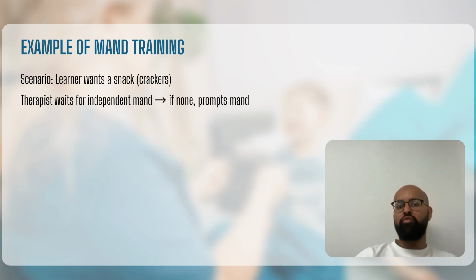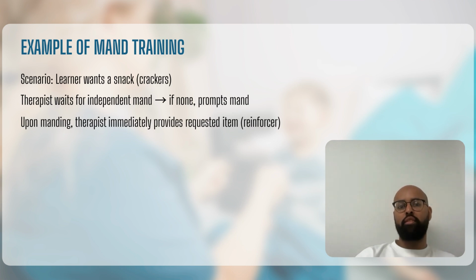Example of mand training. An example of mand training would be if a learner were sitting at the table and wanting to eat crackers as a snack. The behavioral therapist would maintain control of the crackers to create opportunities for the learner to mand. When the learner is ready to eat the next cracker, the therapist would wait to see if the learner can mand independently, and if not, the therapist would prompt the learner to mand for the cracker before providing the learner with the cracker. Once the learner mands, the therapist will immediately provide the learner with their reinforcer, which will be what the learner requested.